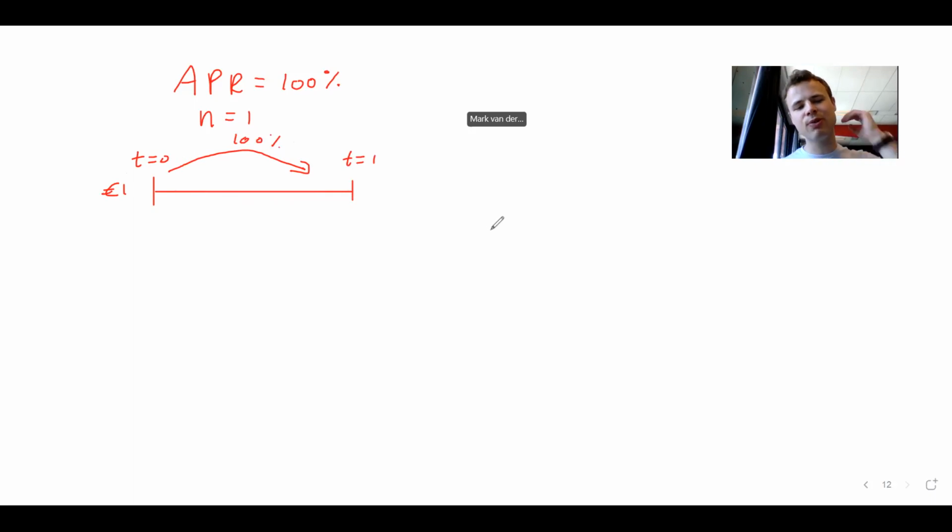So with how much money do I end up? Does anyone know? It's really easy. You just end up with €2, right? If the interest rate is 100%. That's situation one.